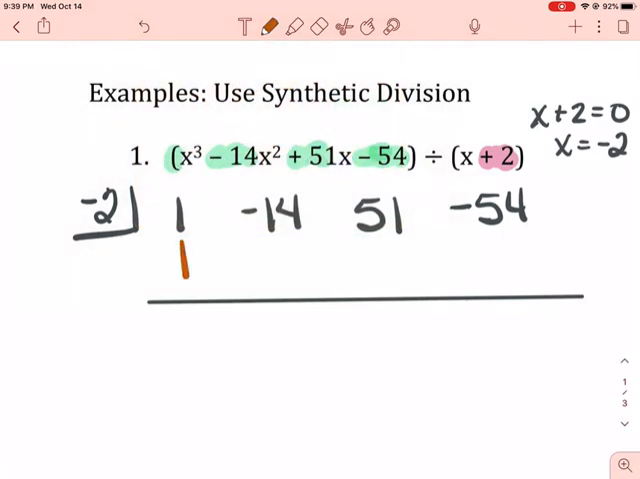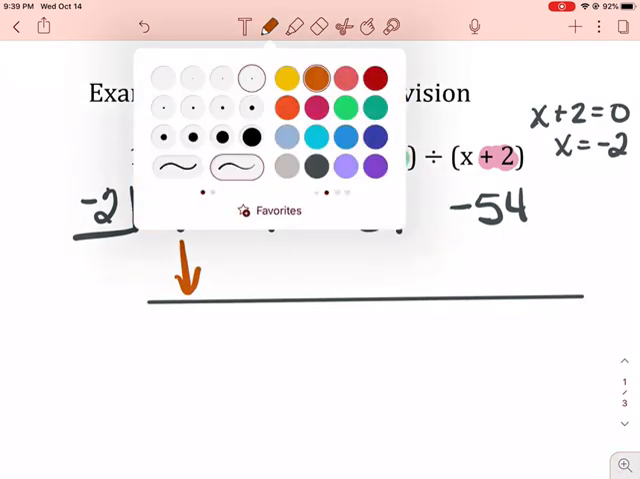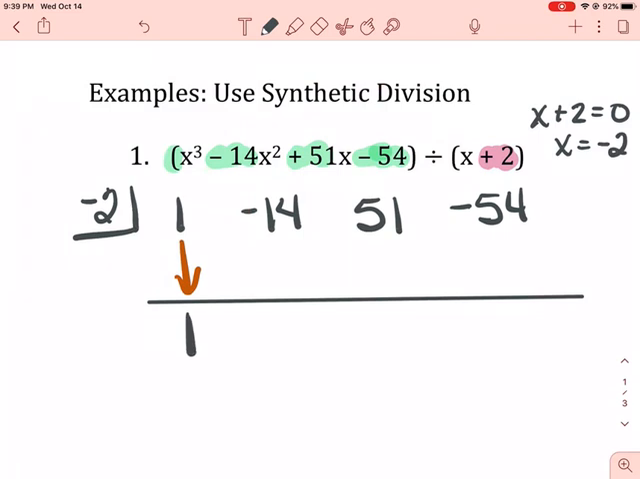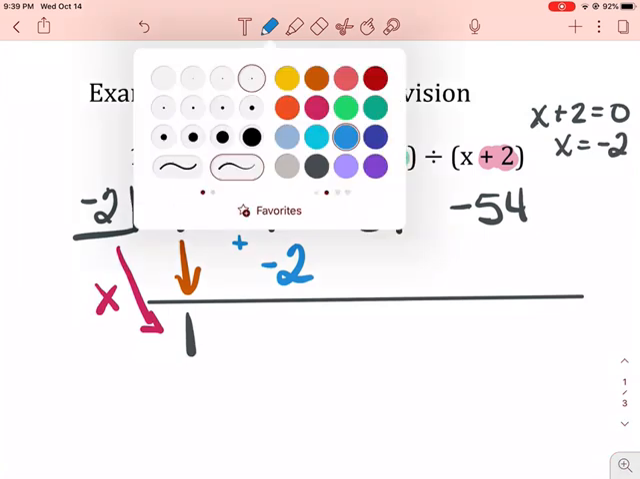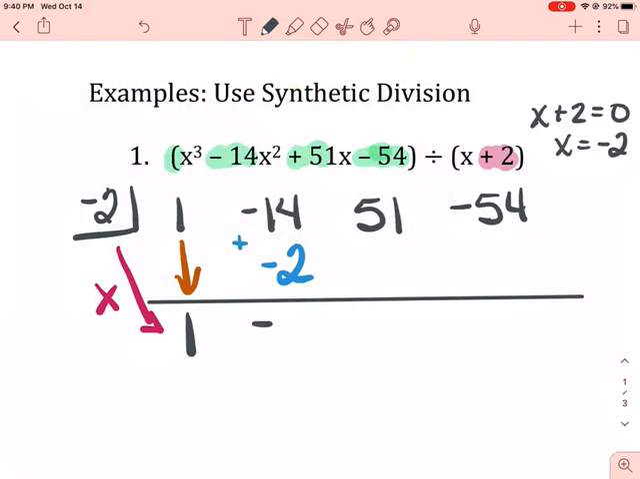You're going to bring the first coefficient down below the line, and we're just going to kind of drop it down. So we get a 1. Okay, now, you're going to take the negative 2. You're going to come down here, and you're going to multiply by that number. So we're going to do negative 2 times 1. That's negative 2. And that number is going to go over here underneath the negative 14. And then we're going to add. So negative 14 plus negative 2 is negative 16.